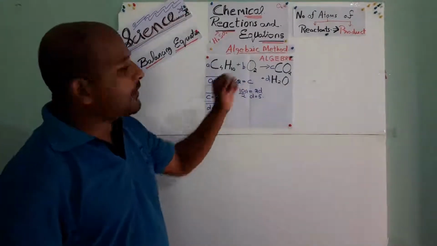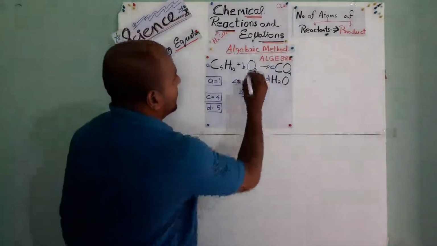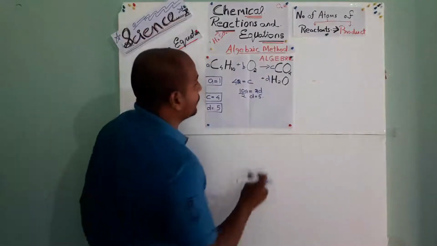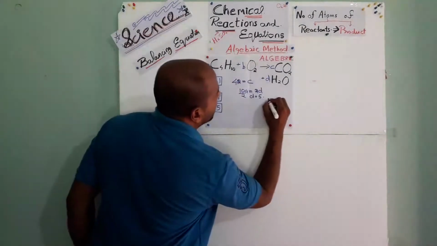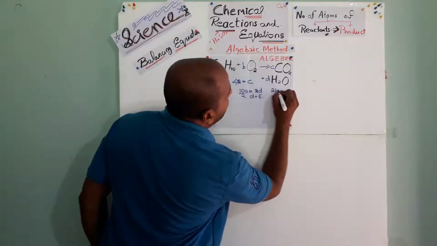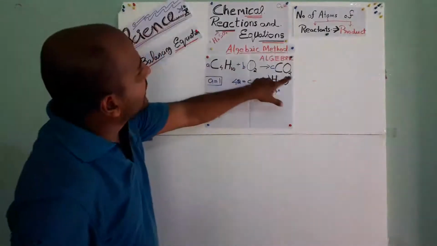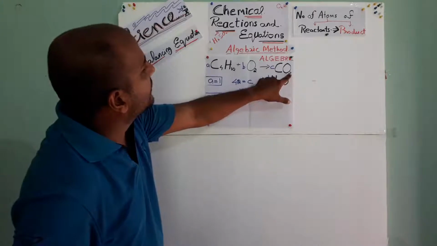Next, what do we want to do? We want to find the value of B. So B, oxygen's subscript is 2. So 2B. 2B is equal to what we have? Here we have oxygen.